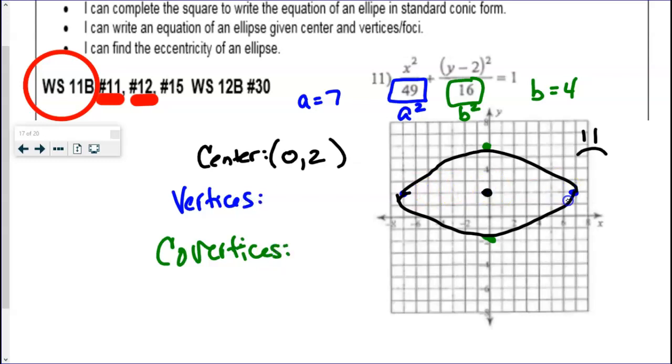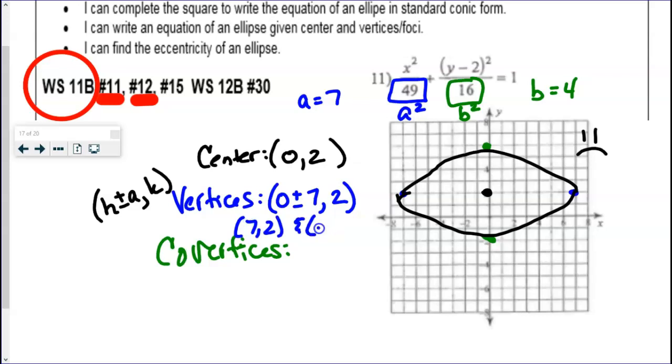Okay, so on this type of ellipse, which we refer to as a horizontal ellipse, the formula for the vertices is h plus and minus a comma k. So for us, that would be h, which was 0, plus and minus a, which is 7, comma k, which is 2. Now, you're better than this, pre-calc. 0 plus 7, 0 minus 7, you can figure out. So you've got 7 comma 2 and negative 7 comma 2, which are exactly where I plotted them. So I'm feeling like I did something right.